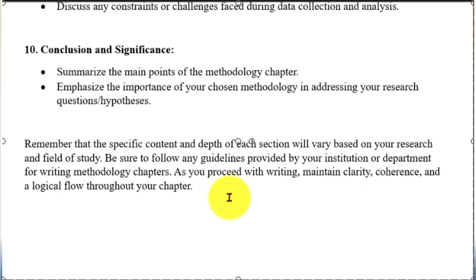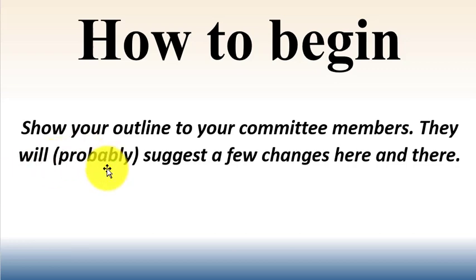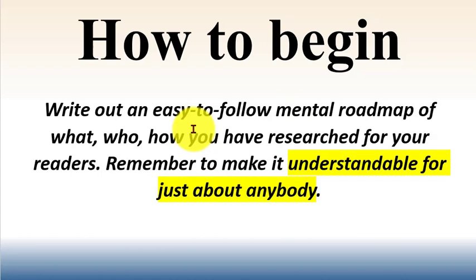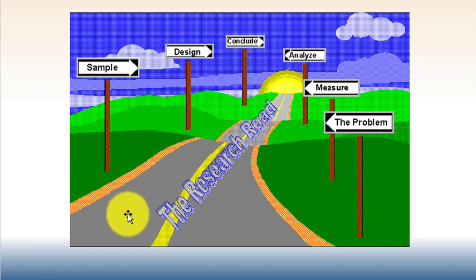But a good example is once you get an outline, you should probably show it to your committee members. Okay? If they like your outline, then you can follow it. Anybody reading this should be able to follow what you did, right? So it's kind of like an easy to follow mental roadmap. And again, we're going to make it easy to understand for just about anybody, right? Not just statisticians, not just business people, not just psychologists, but for anybody.